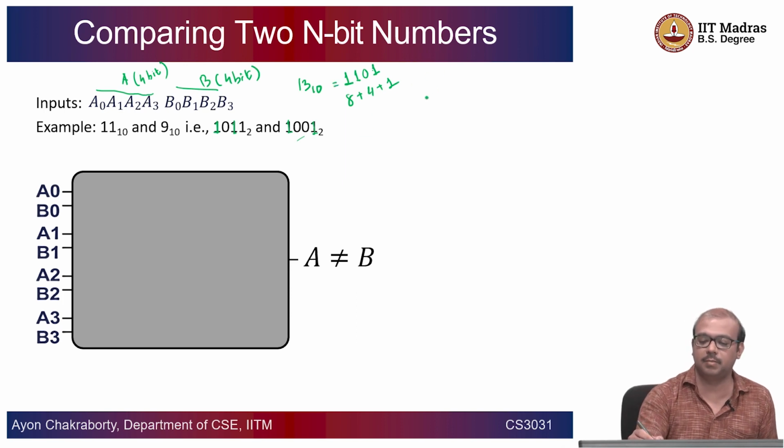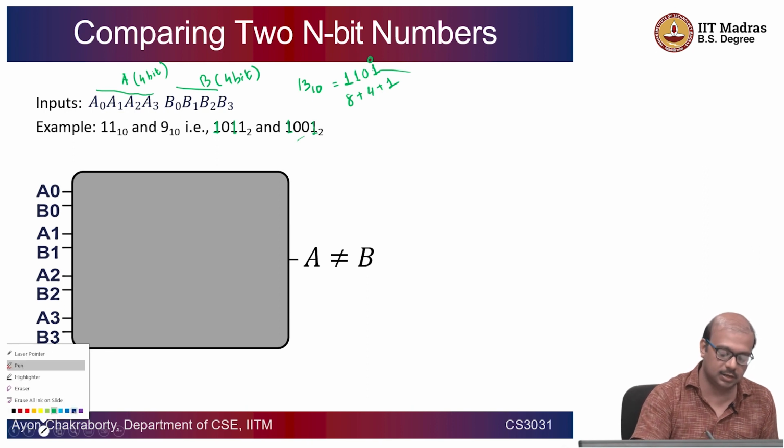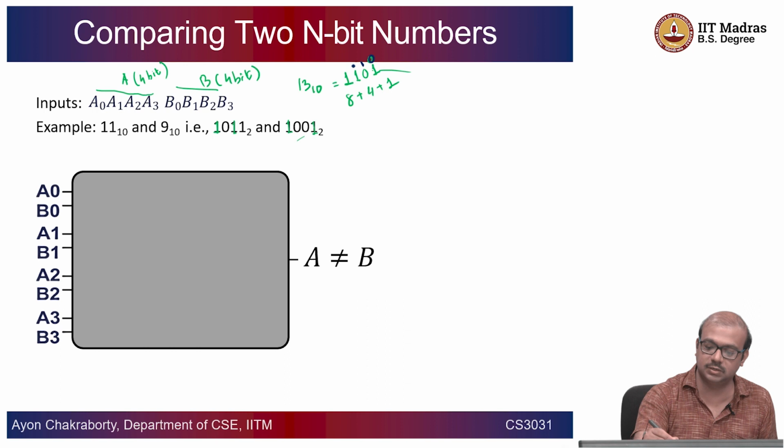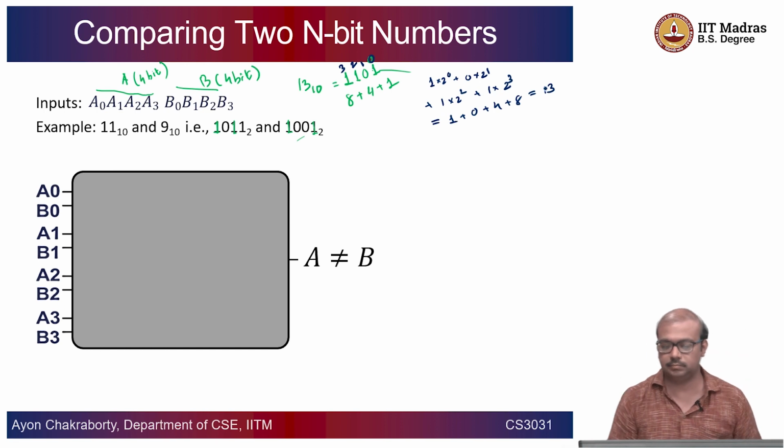You can always do it in the formal way. The formal way is basically to look at the bit positions. This is the 0th position, this is the first position, second position, third position. So, 1 into 2 to the power 0 plus 0 into 2 to the power 1 plus 1 into 2 to the power 2 plus 1 into 2 to the power 3. So, this is equal to 1 plus 0 plus 4 plus 8 equal to 13.